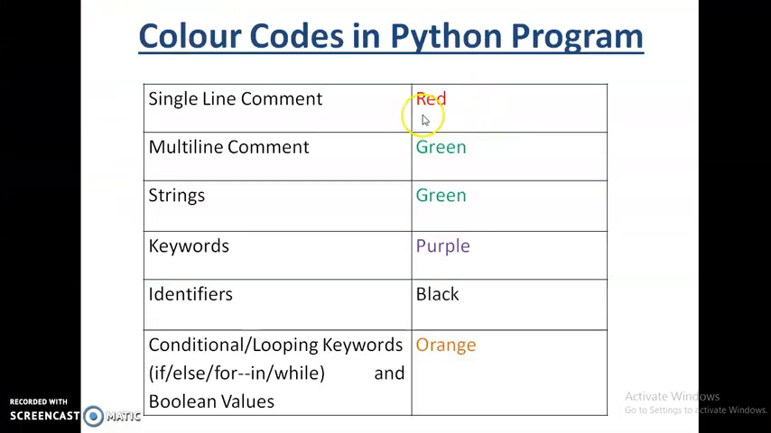In this way, we have seen examples of the single line comment color code, multi-line comment color code, colors for strings, basic keywords and identifiers, and also the color for conditional and looping keywords and boolean values. So this was all about our lecture number 12.